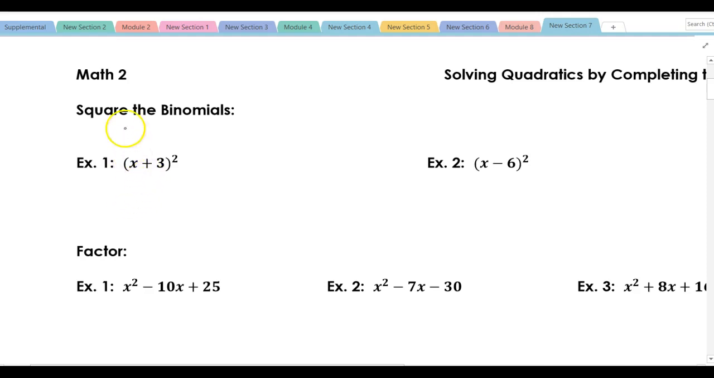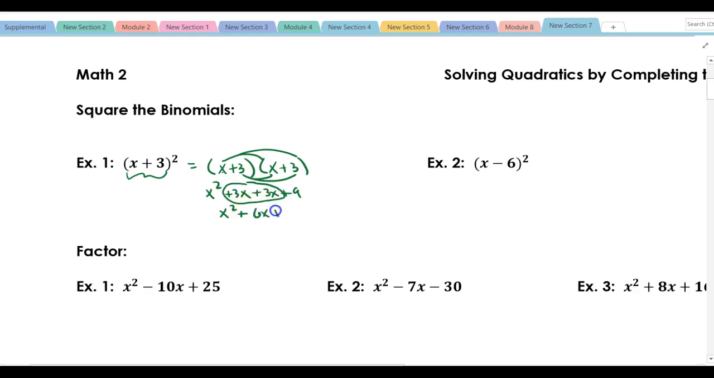First we talk about squaring a binomial. When I square a binomial, I write it out as the binomial times itself, and then I have to distribute. We distribute the x to both terms. X times x gives me x squared. X times 3 is 3x. But then I also distribute the 3 to get plus 3x plus 9, which gives me x squared, combine like terms in the middle, plus 6x plus 9. So this is what we get when we square the binomial.